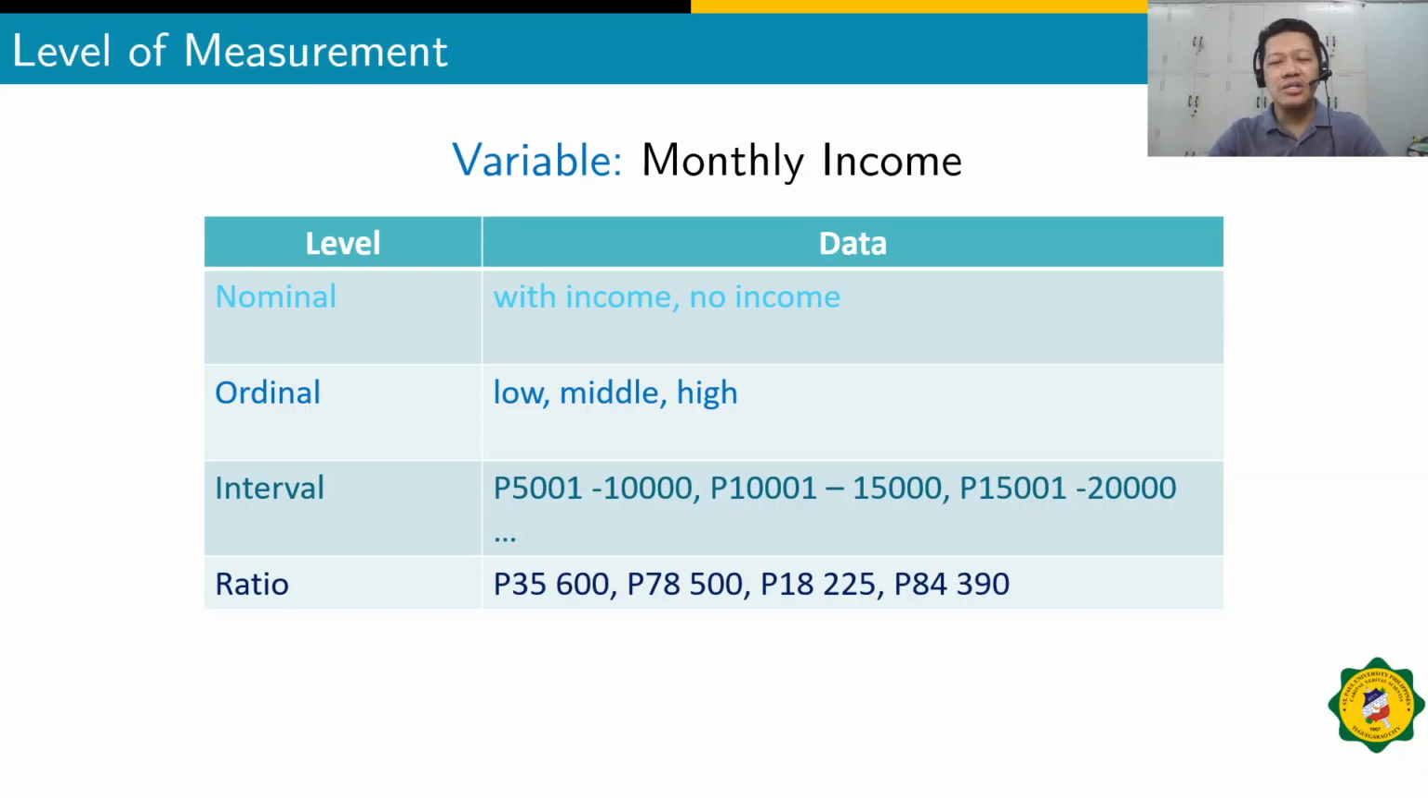That is in the interval level. And if you ask your participants to just fill out the blank in your questionnaire for monthly income, and they answer like this: 35,600, 78,500, these data are in the ratio level. So in here, it means that a certain variable can belong to any of the levels. It depends on the data that you are collecting.